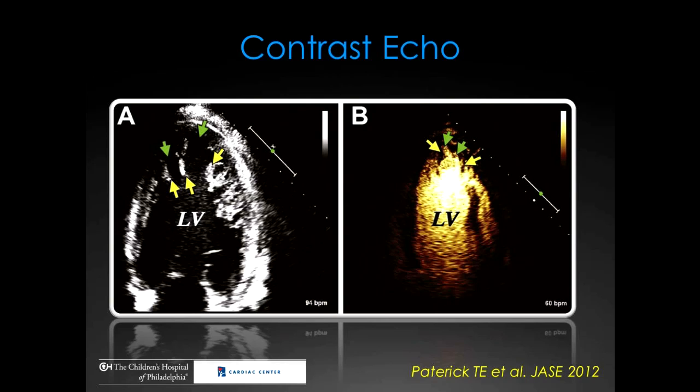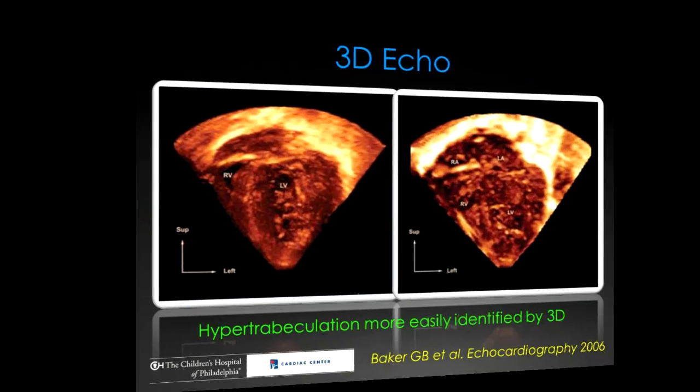In the pediatric population, we don't typically have difficulty seeing the myocardium very well, but certainly in the adult population, contrast echo can highlight trabeculations in patients who might have LV non-compaction, and that's shown by the arrows here.